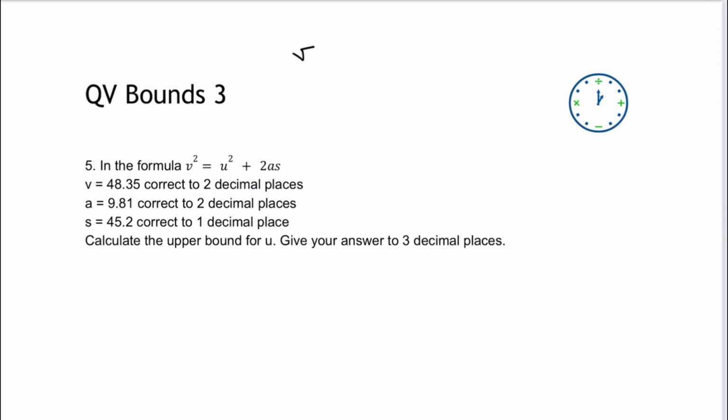So I've got my value of v is equal to 48.35. Now that's correct to 2 decimal places, which would mean the lower bound is going to be 48.345 and the upper bound is going to be 48.355. Now if you're not sure about how I'm doing this, please do let me know and I'll provide you the link through to a playlist.